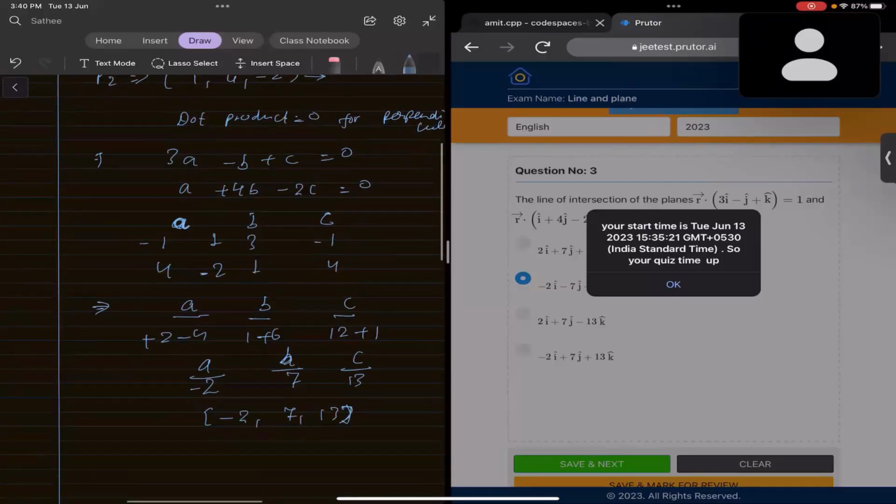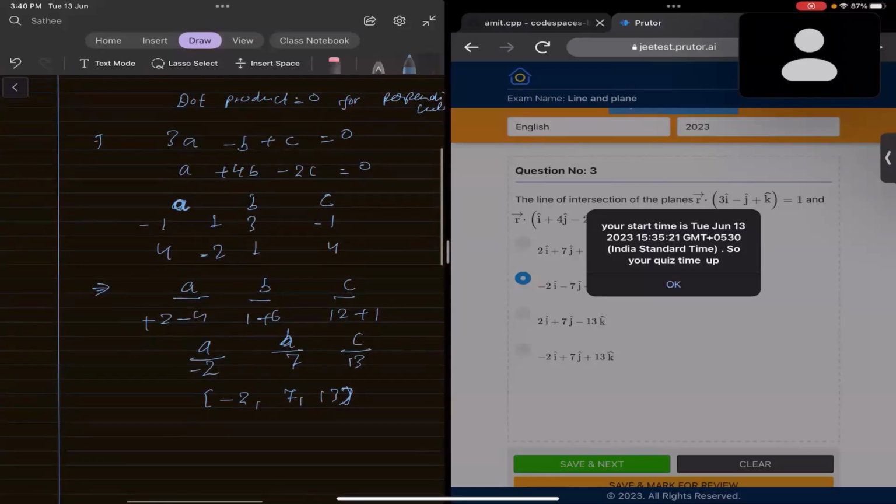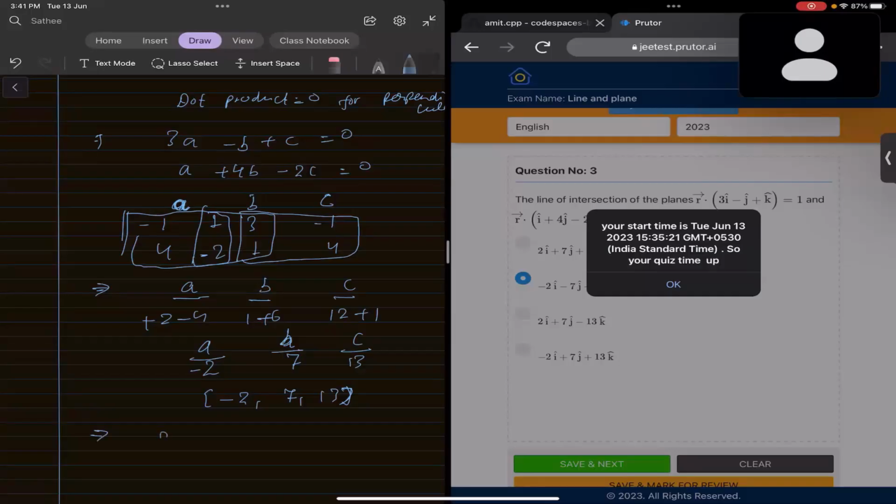In the above method we have just simply solved by the matrix method, there is nothing else. You have to just write the values like you are finding the determinant of this smaller matrix, and similarly for b you are finding the determinant of this smaller matrix, and for c you are finding the determinant of this smaller matrix. So in this way you have to write the coefficients. So we can find the DR should be minus 2i plus 7j plus 13k cap.